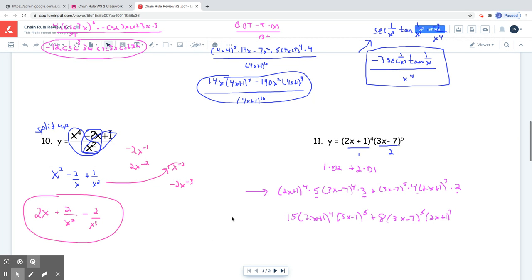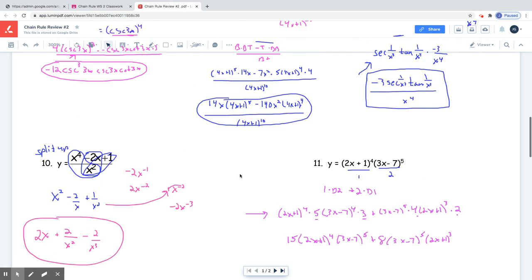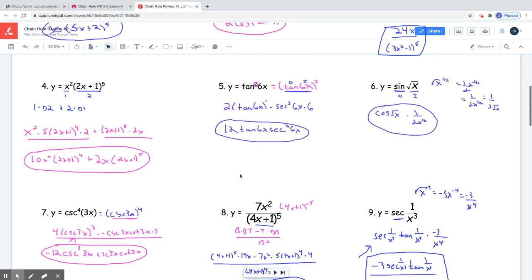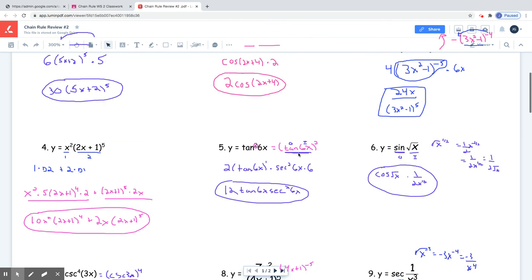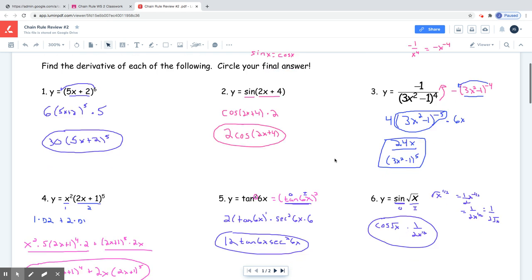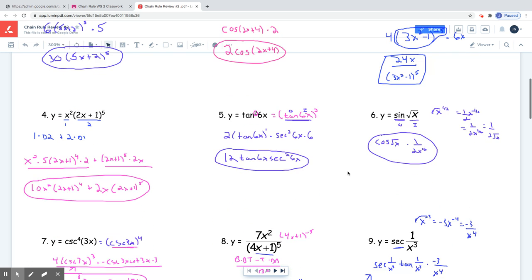All right, so there you have it. So hopefully if you had any questions, this clears it up. You can also use this to look back if you have questions on anything with the chain rule or double chain. This gives you a good recap of how you would do it.